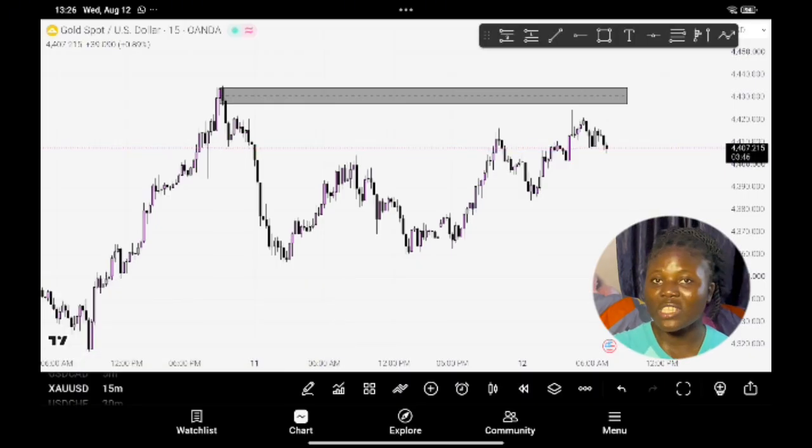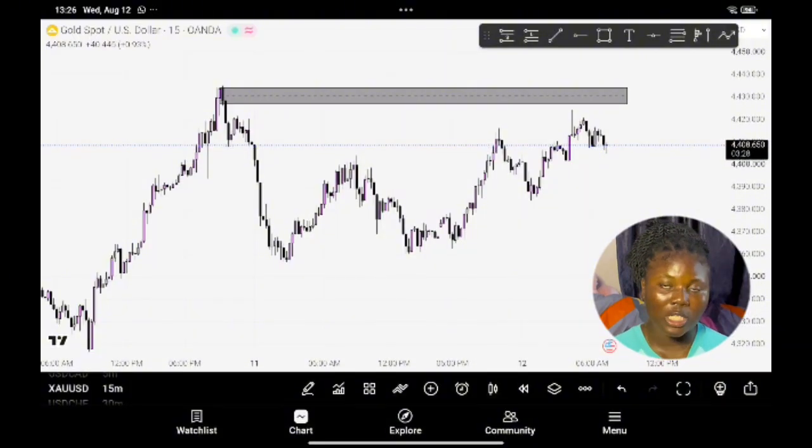Like I said, if it's for a sell, your order block should be above. If it's for a buy, your order block should be below. Don't mix them, because most of the times you would think, oh, it's an order block, but you don't know if it's for a buy or for a sell. But this particular one I'm showing you is for a sell.